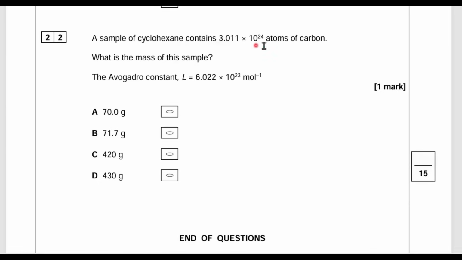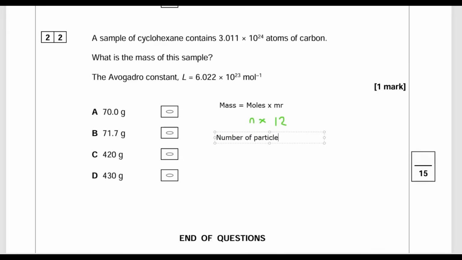Now, 22, last question in the exam. A sample of cyclohexane contains 3.011 times 10 to the 24 atoms of carbon. What is the mass of this sample? Avogadro's constant, known as L, is 6.022 times 10 to the 23. So we've got a couple of equations to consider here. Mass is equal to moles times Mr. We want mass, so we're going to need to do moles times Mr, something times 12.